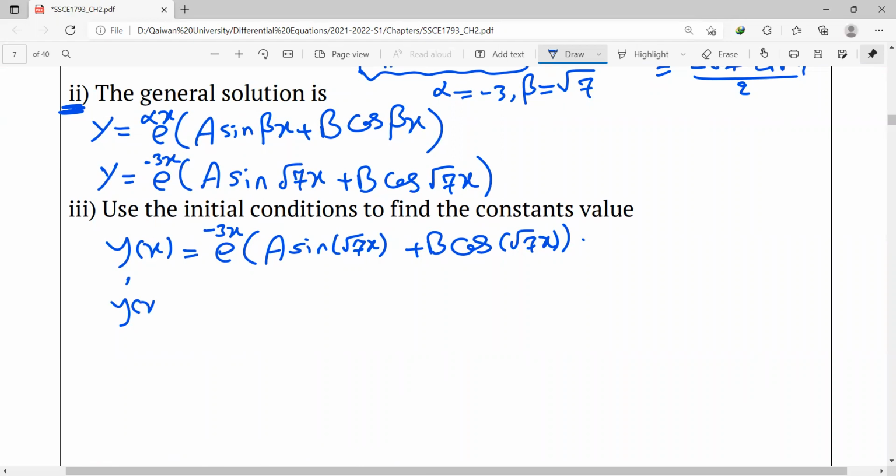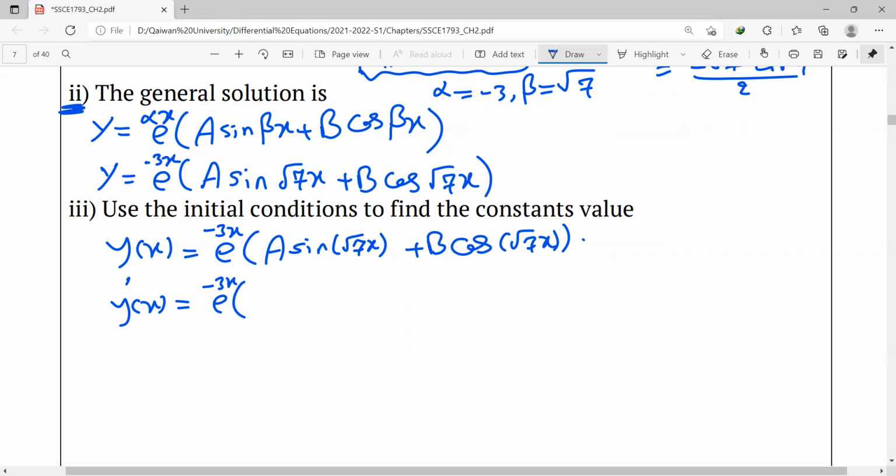Y prime of x equals to what? Here we have multiplication of two functions, e with the brackets. Say first times derivative of the second plus second times derivative of the first. That's how to find the derivative of this function. This is first and that's second. Here we have multiplication of two functions. We get first, e to the power minus 3x, times derivative of the second function.